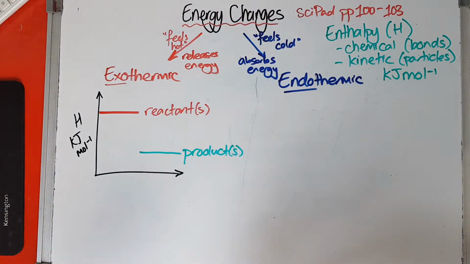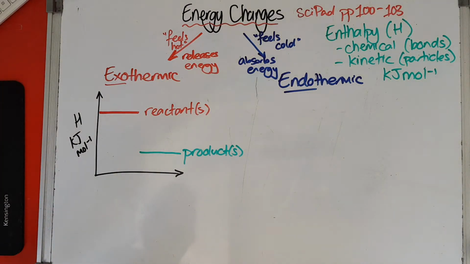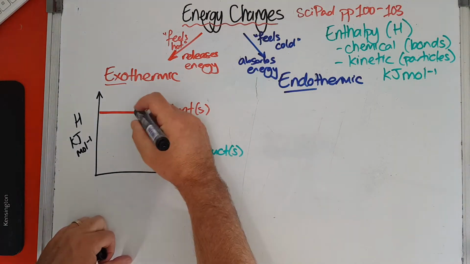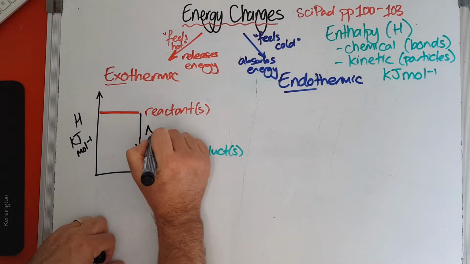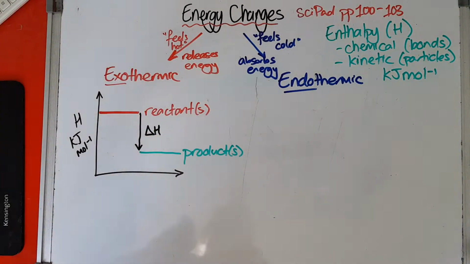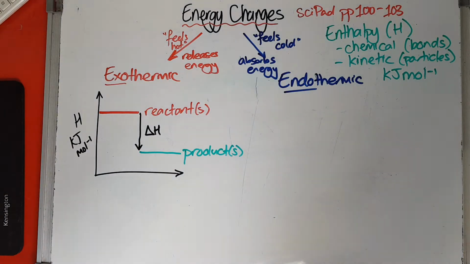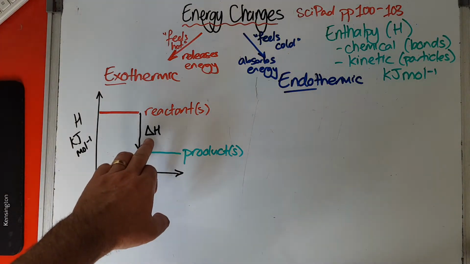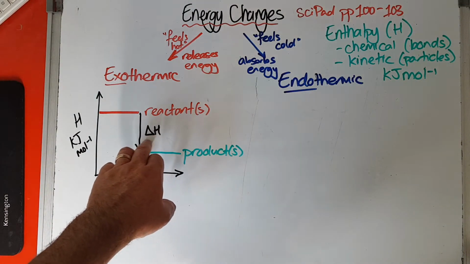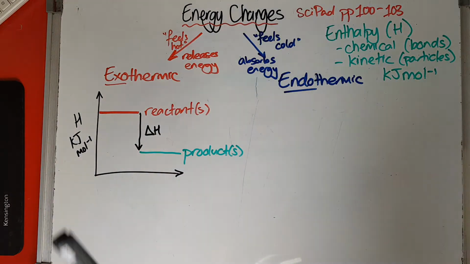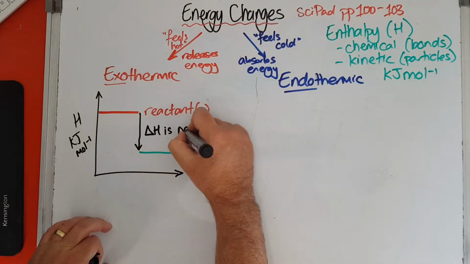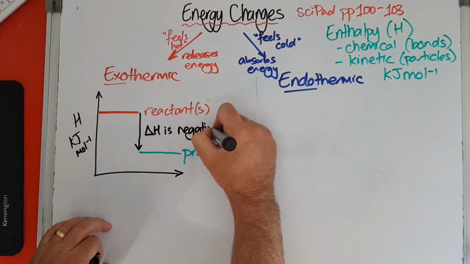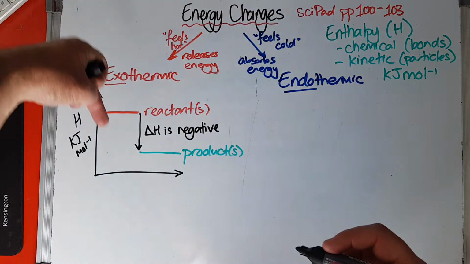So we end up having a reduction in enthalpy. So here is our enthalpy change. We use a triangle, which is actually an uppercase delta Greek letter. Enthalpy change is shown by this thing, delta H, and you'll see that it is negative. It's going downwards in the graph.